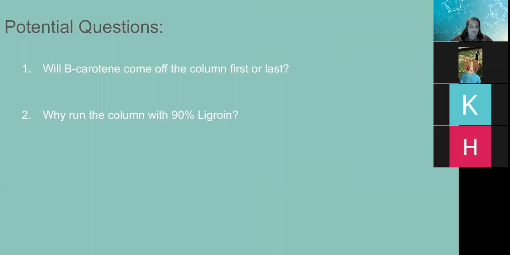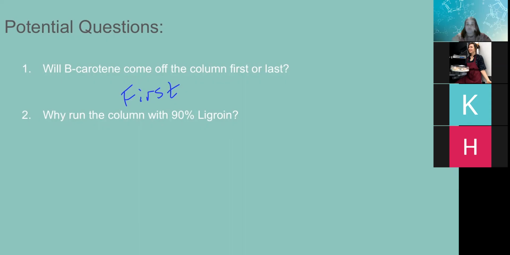All right, here we go. Beta-carotene, is it coming off the column first or last? What do you got for me? We answered this like 20 times already. It's coming off the column first, right? Why? Because it's the most nonpolar out of the compounds that we're using.